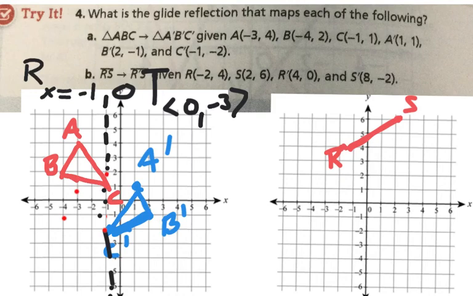I think we did the R prime and S prime backwards. So they're supposed to be opposite. Yep, they sure are, ain't they? Their x is up. That's a good call. I was just testing you, see if you're paying attention. R prime is at 4, 0. And then S prime is at 8, negative 2.